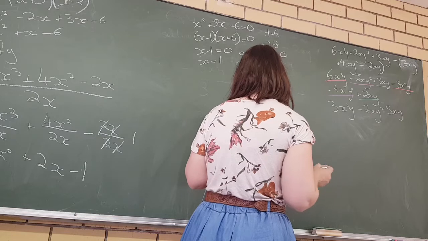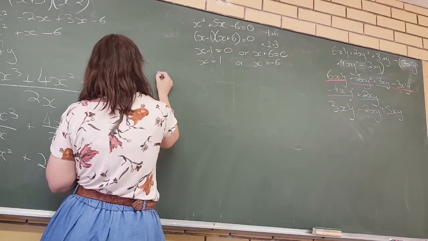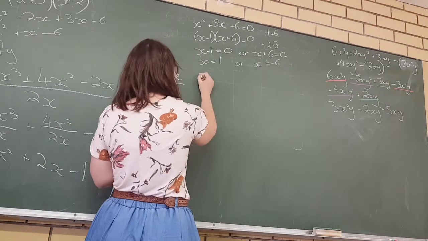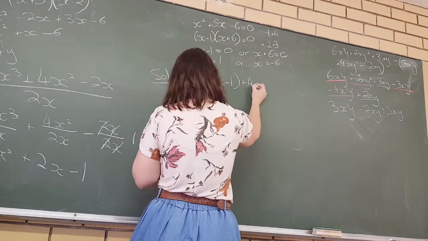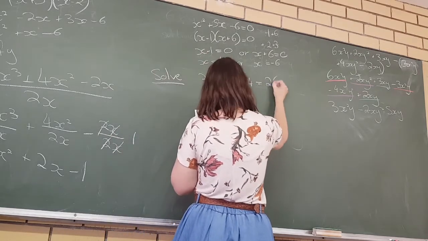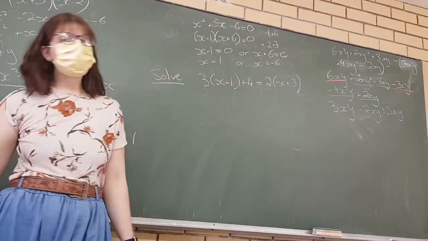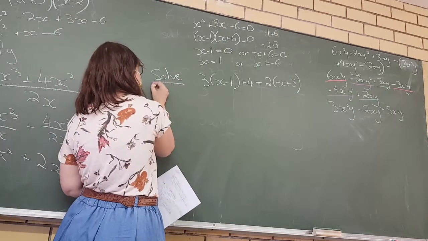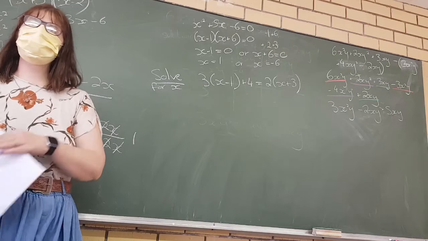Alright, so now I say solve. We're still doing solve. I have given 3(x minus 1) plus 4 is equal to 2(x plus 3). So now how do I solve here? I say solve for x. How do I solve for x here? Does anyone know where to start?